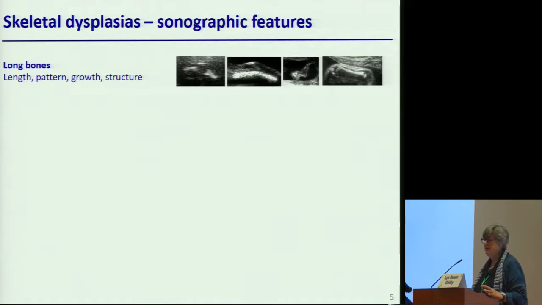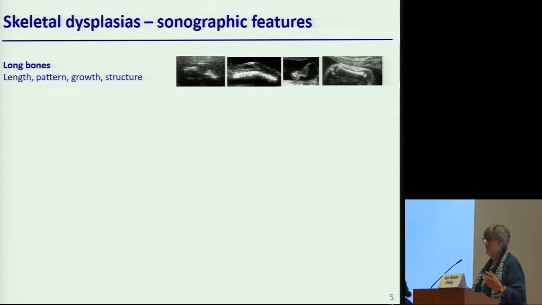So let's think about generalized skeletal dysplasias. Let's think about the sonographic findings. When you see a baby that might have a skeletal dysplasia, you need to think about this systematically. You need to look at the long bones, look at the length, look at the pattern of shortening. Is it rhizomelic, so these bones? Is it mesomelic? Are they equally short?